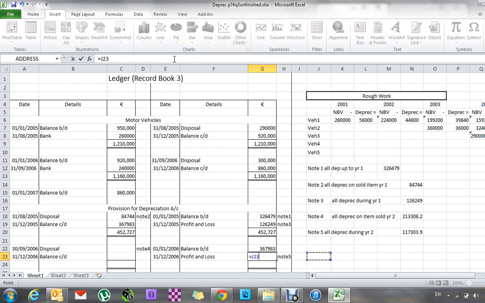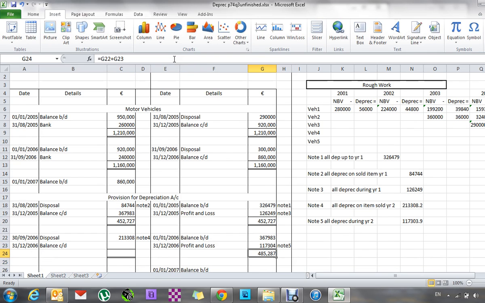My note number 5 then is going to be that number there, and my disposal is note 4. So total for this side is that, and that, which is the same as the opposite side, which means my balance must be the difference between the two.